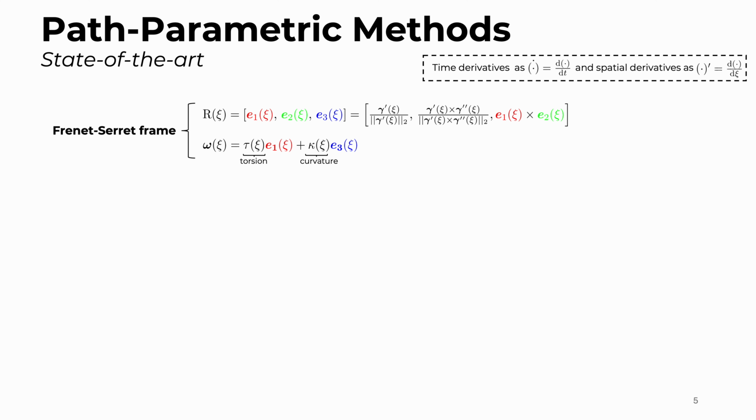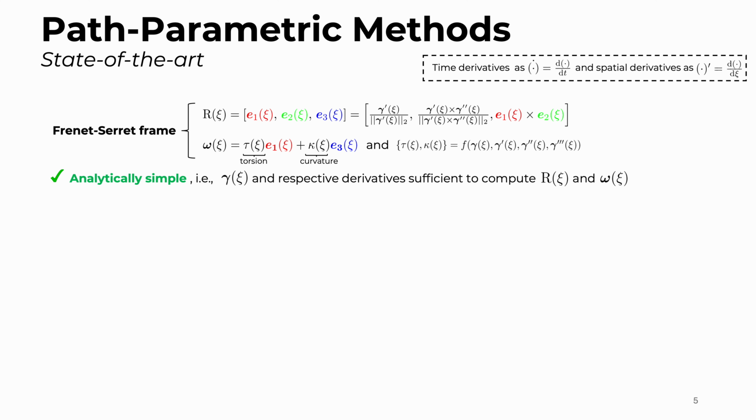If we look into its angular velocity, we see that the Fresnel frame only evolves in the first and the third component, and it does not evolve in the second component. Moreover, if we look into the rates of the angular velocity, we realize that they are associated with the torsion and the curvature. On top of that, the expressions of the torsion and the curvature are also dependent only on the path function and its spatial derivatives. So the most important point here is that the Fresnel frame is only dependent on the path function and its derivatives, and therefore it's analytically extremely simple.